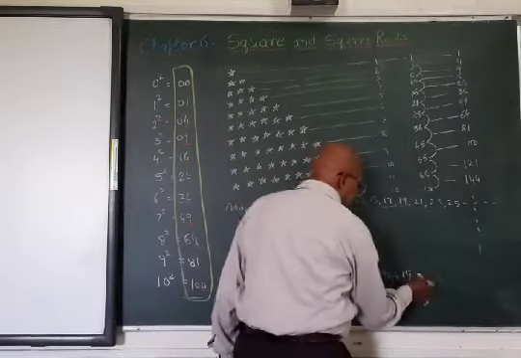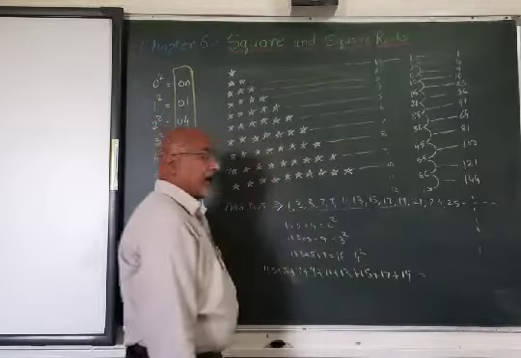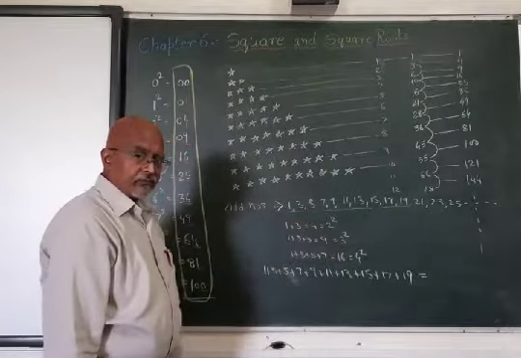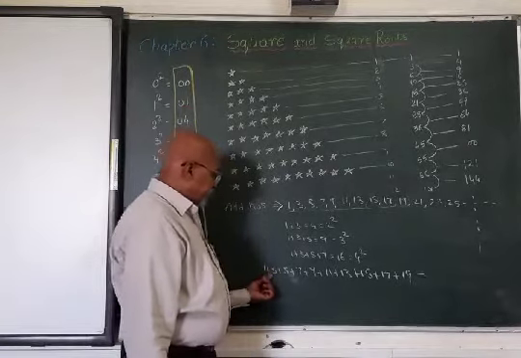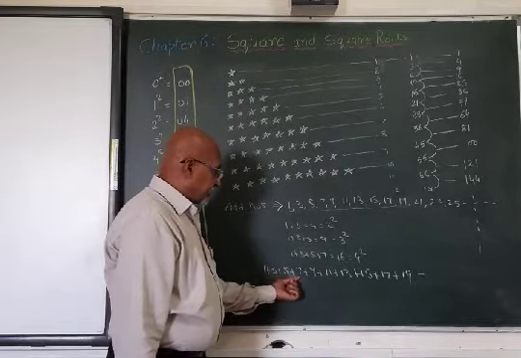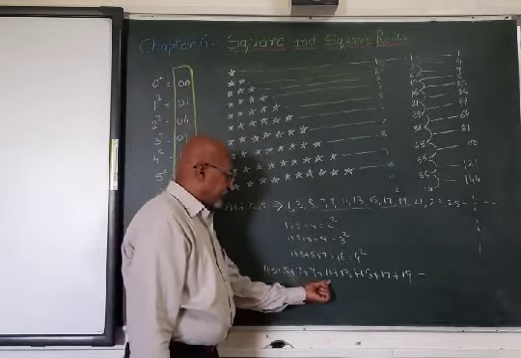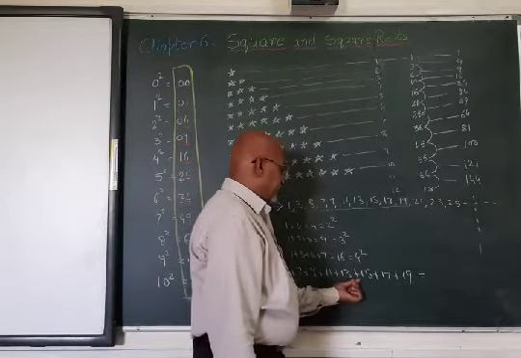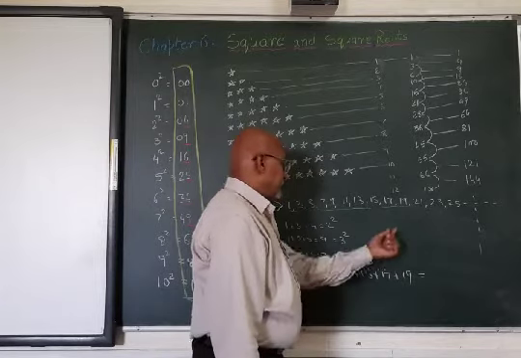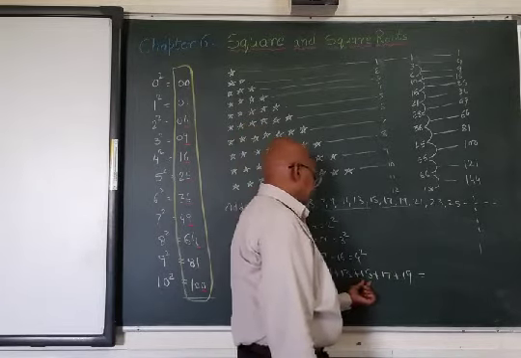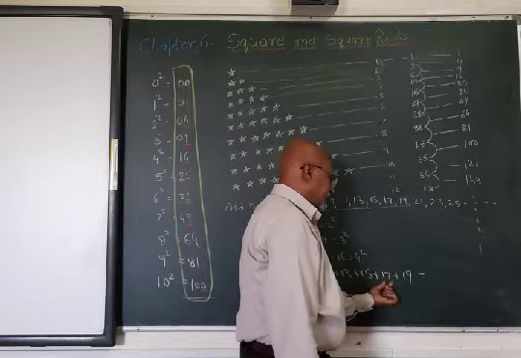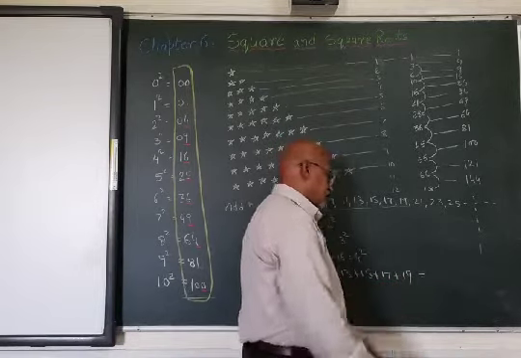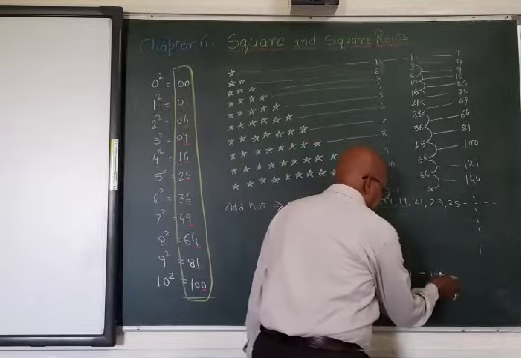Now if I add this all, I don't need to add this, because now I will show by adding also. See here, 1 plus 3 is 4, 4 plus 5 is 9, 9 plus 7 is 16, 16 plus 9 is 25, 25 plus 11 is 36, 36 plus 13 is 49, 49 plus 15 is 64, 64 plus 17 is 81, 81 plus 19 is 100. So 100 is the sum.